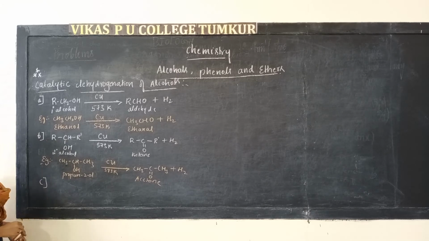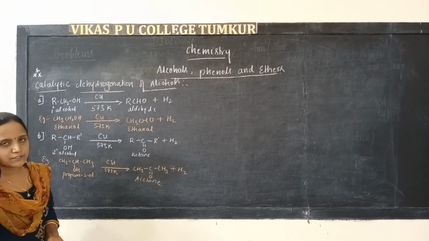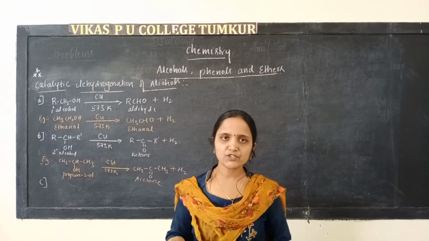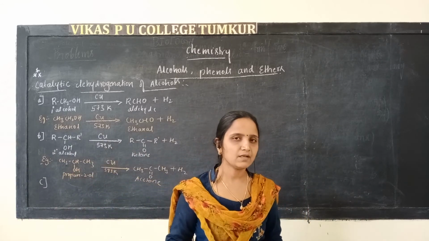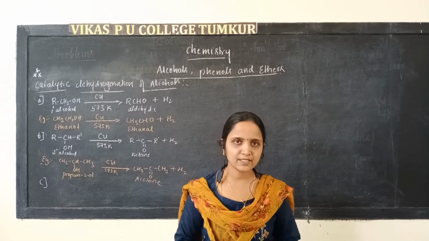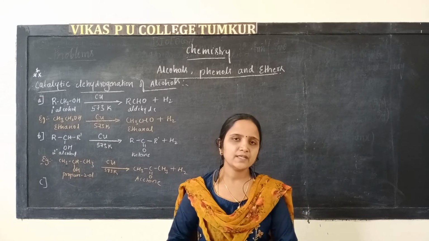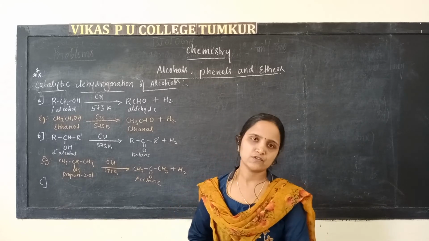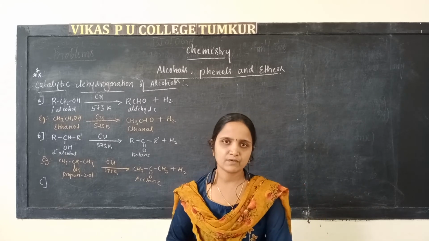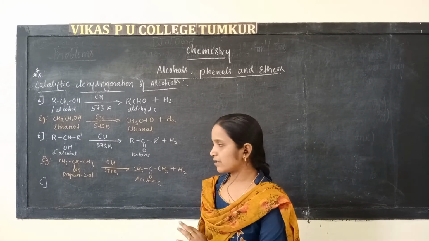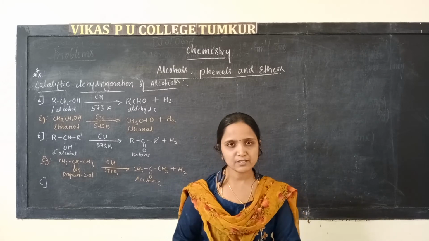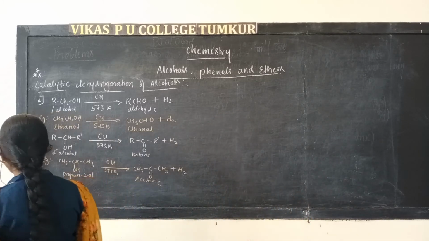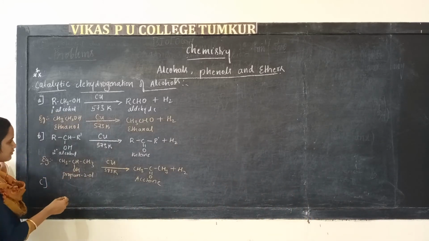The tertiary alcohols do not undergo dehydrogenation, because when vapors of tertiary alcohol are passed through red hot copper at 573 Kelvin, they do not undergo dehydrogenation due to the absence of the alpha hydrogen. Instead of this, they undergo dehydration, and an alkene is formed.